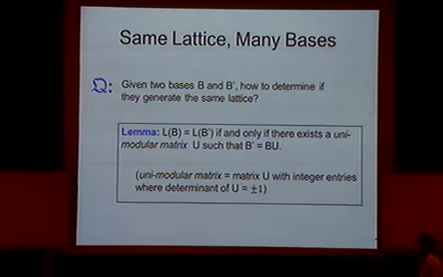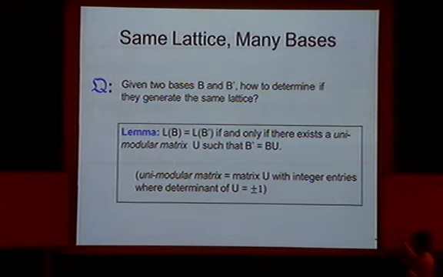Okay, what is a unimodular matrix? A unimodular matrix is a matrix with all integer entries whose determinant is plus or minus 1. The absolute value of the determinant is 1. If there is such a matrix such that B prime equals B times U, then these two bases generate the same lattice. On the contrary, if there doesn't exist such a matrix U, then these two bases generate different lattices. So that's a nice characterization, right?